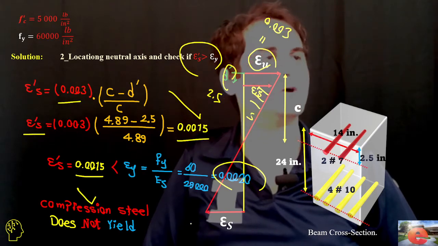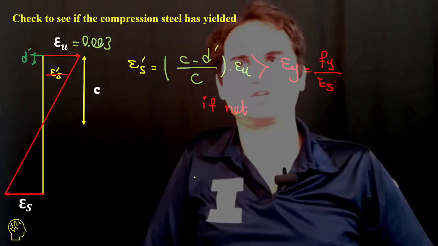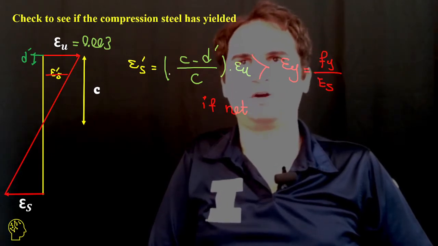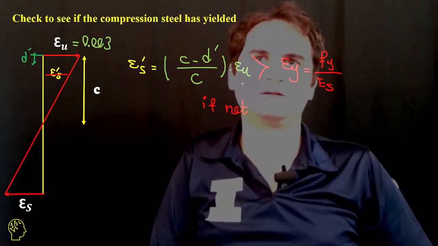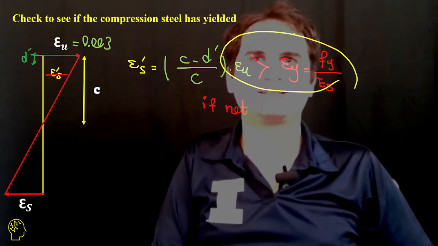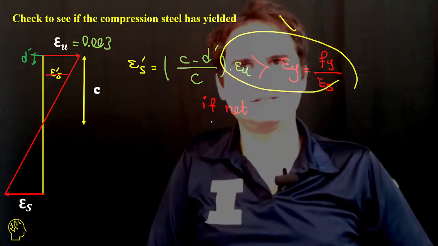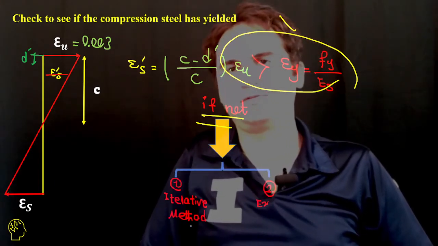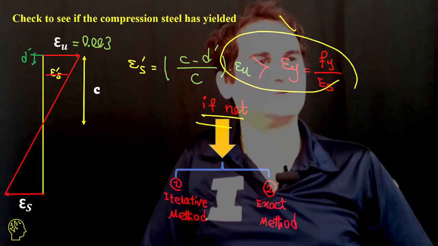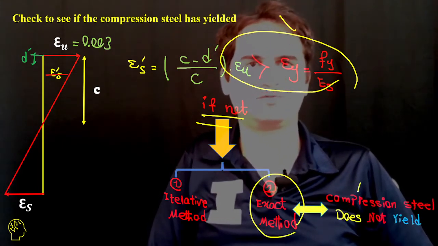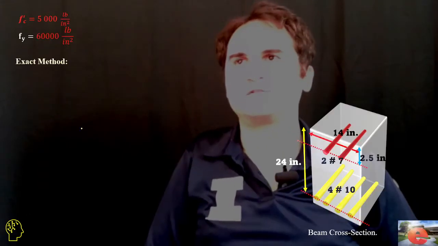We need a second degree equation to solve it. If you remember, if epsilon prime s is bigger than epsilon y, the compression steel yields. And if not, we have two options: trial and error, which is an iterative approximation, or the exact method, which is a second degree equation. We choose this one, which is more accurate.